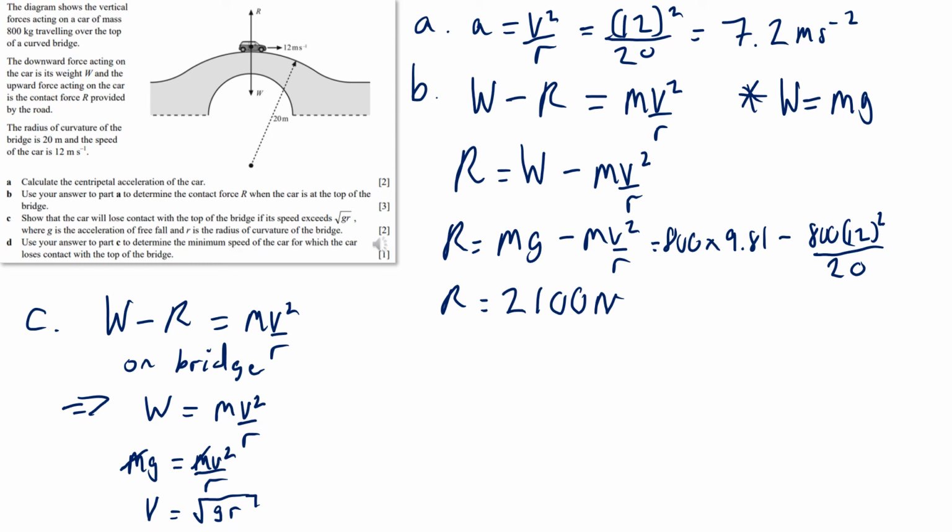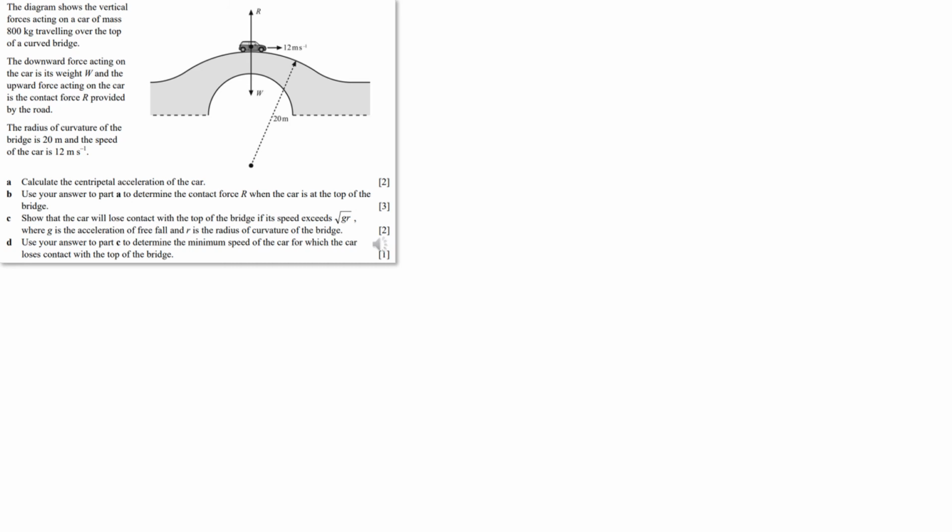Right, we'll go on to part D. I'll get a new page so we can do this on the board. Part D: we need to find the minimum speed of the car for which the car loses contact with the top of the bridge. Part D is straightforward. We've done all the hard work in the previous sections of the question.